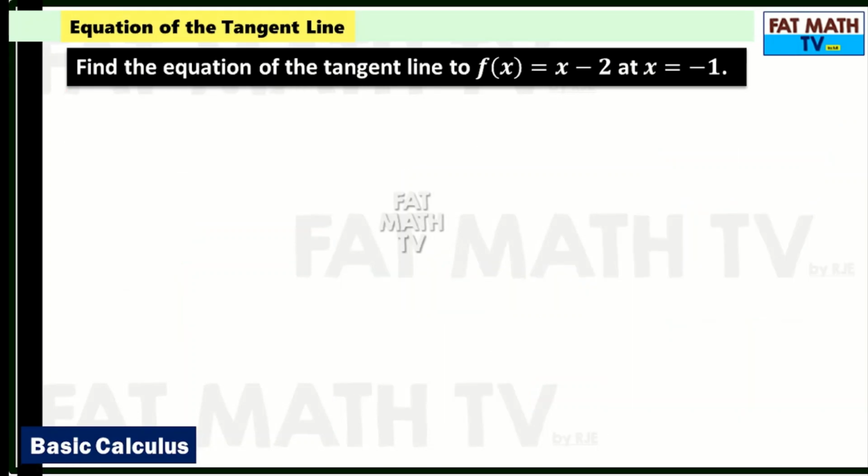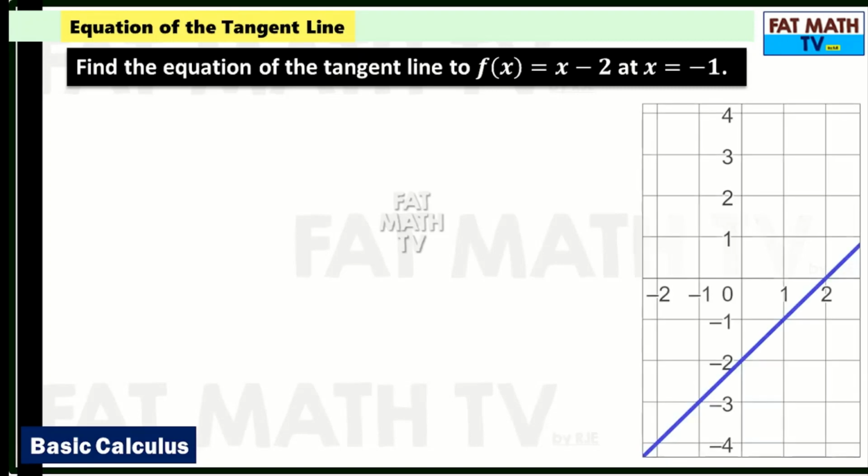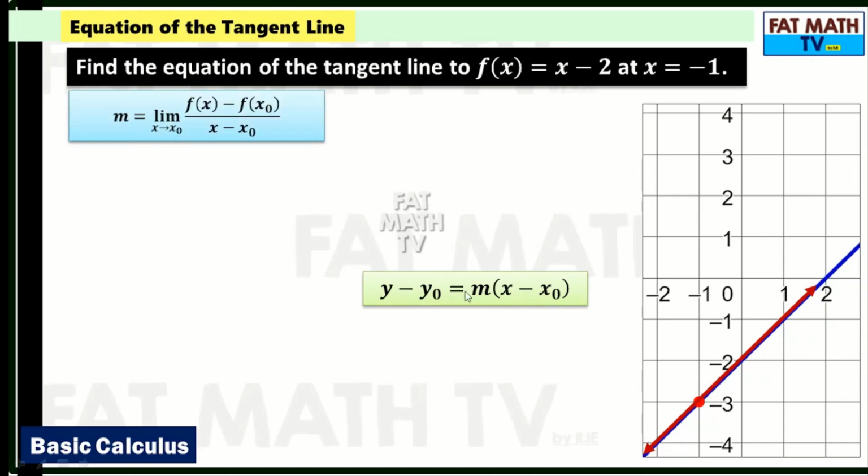Okay, another example. So find the equation of the tangent line to f of x equals x minus 2 at x equals negative 1. So f of x equals x minus 2 is a line. So at x equals negative 1, it's here. And then let us solve. So what is the equation of this tangent line? So y minus y null equals m times x minus x null. That's the point slope form of the equation of the line.